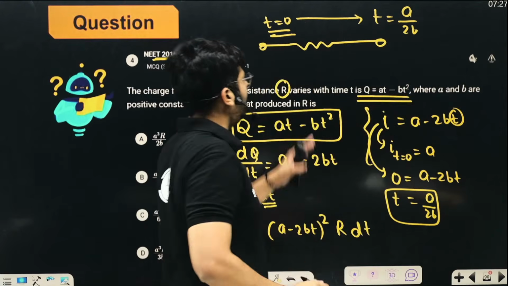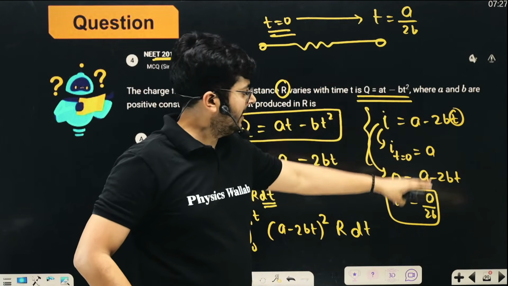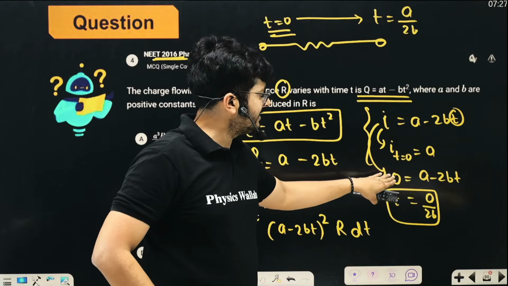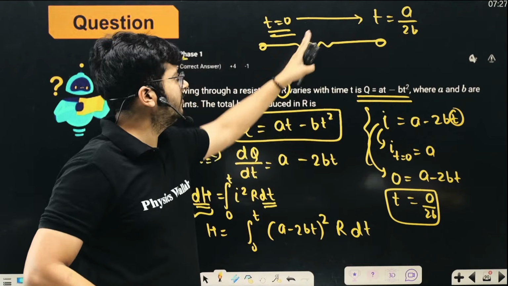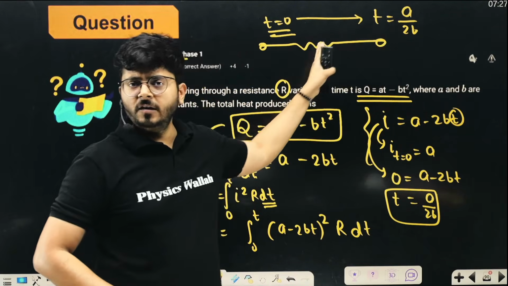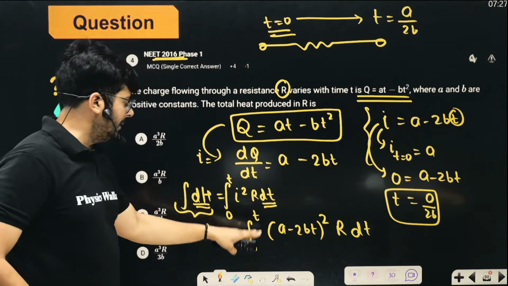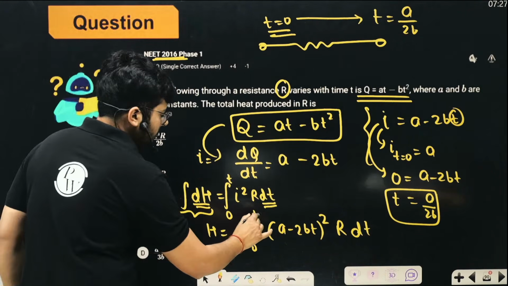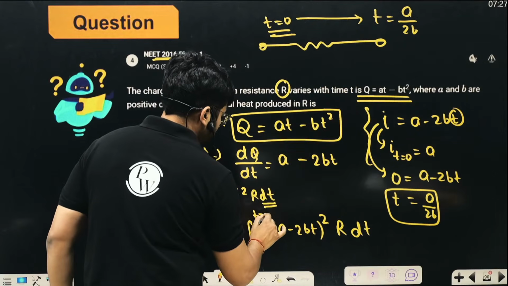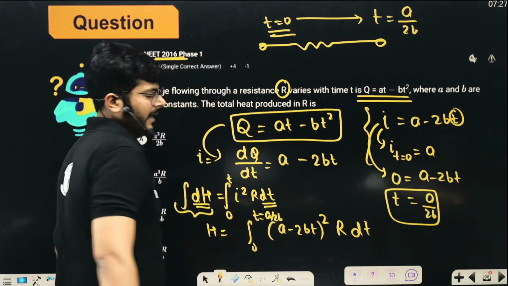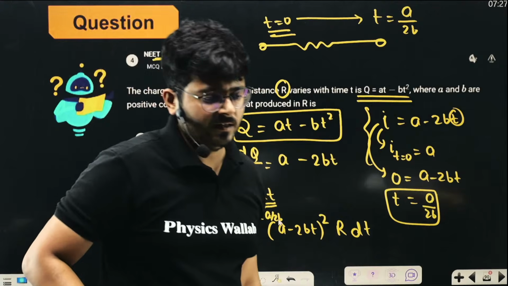This is the total time duration for which the current is flowing. At a upon 2b, the current becomes 0, right? This is the final time. So in this duration, the current flows through the wire. So these will be the limits of this thing, right? So t equals what? Final limit of the time is a upon 2b, and that's how you can integrate it and get the final answer.